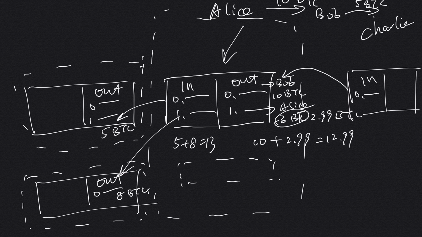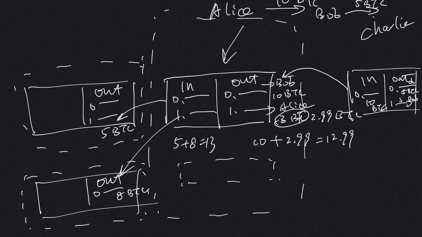So only one input is needed. That will add up to 10 BTC, because the output of the previous transaction sent to Bob has 10, and there will be two outputs. One will be to Charlie, that is 5 BTC to Charlie, and another is to Bob himself.